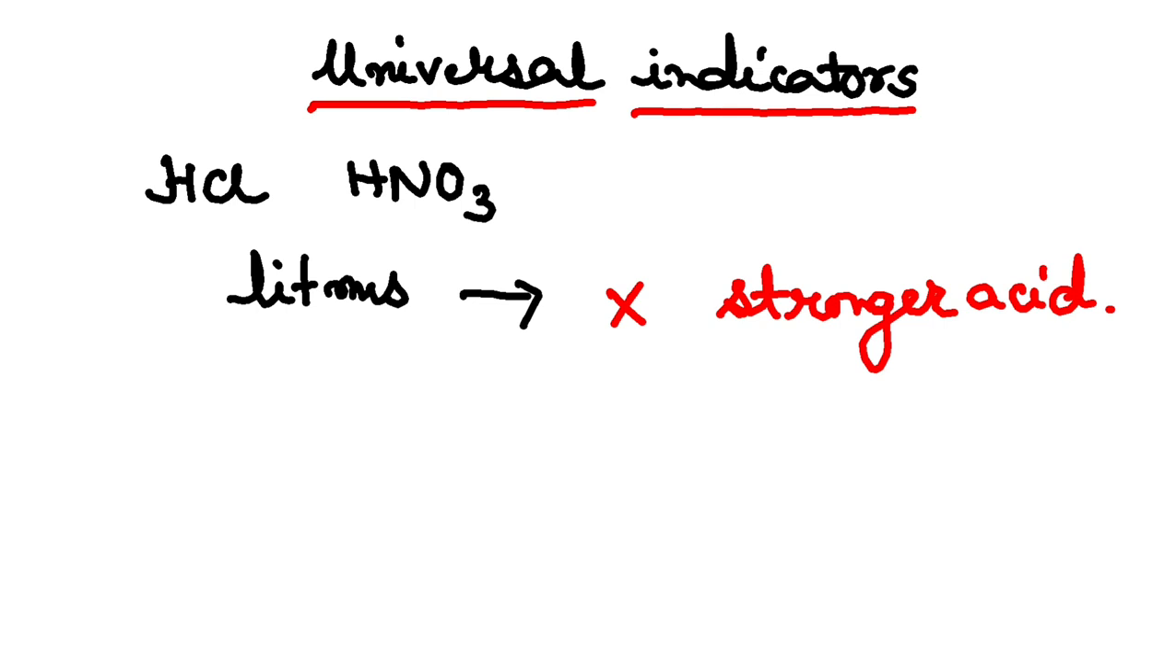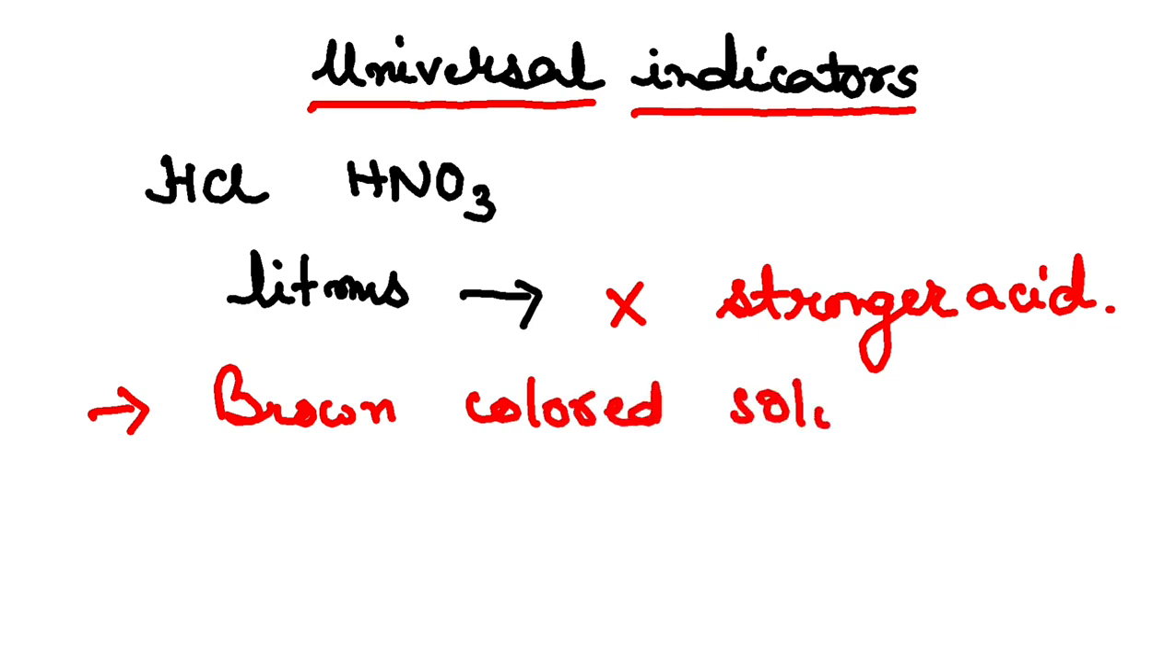For that, what we have done, we have developed an universal indicator. Now, what is an universal indicator? Universal indicator is a brown colored solution. First thing that you should understand, it's a brown colored solution and it is composed of basically 4 compounds.